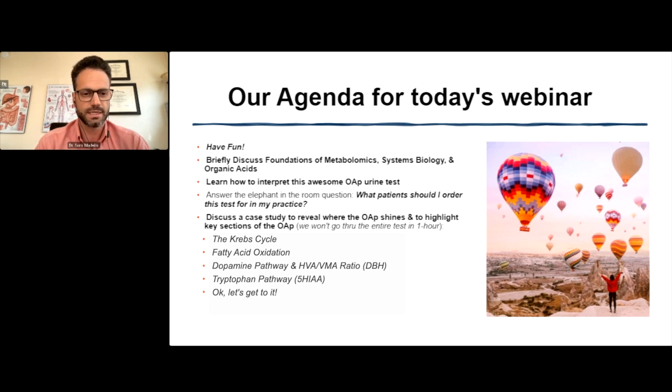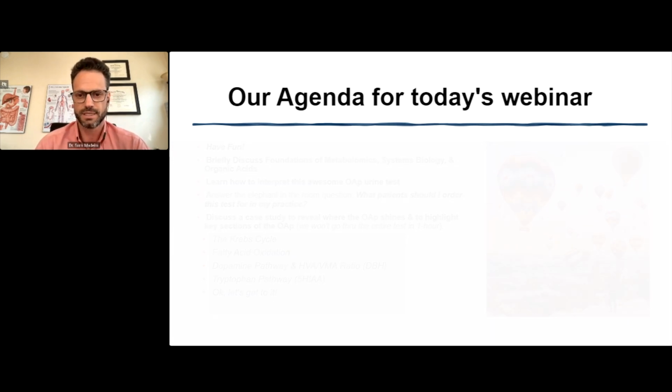Essentially, the important parts that I'm going to cover today: the test is over 70 analytes in the urine, in particular the Krebs cycle, fatty acid oxidation, dopamine and the dopamine pathway, as well as the dopamine beta hydroxylase enzyme in particular, and what all that means for you and your patients with executive functioning challenges or ADD, and the tryptophan pathway as well. So we're going to look at neurotransmitters and mitochondrial health specifically for this case.